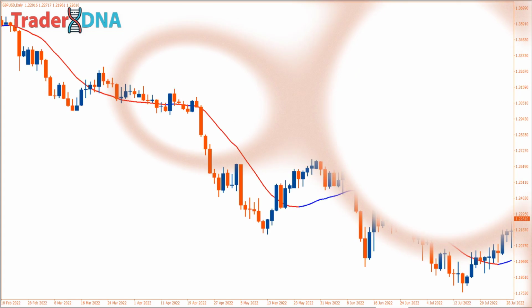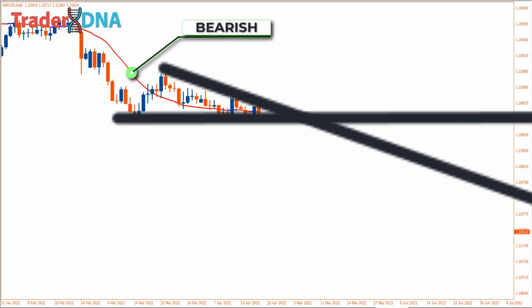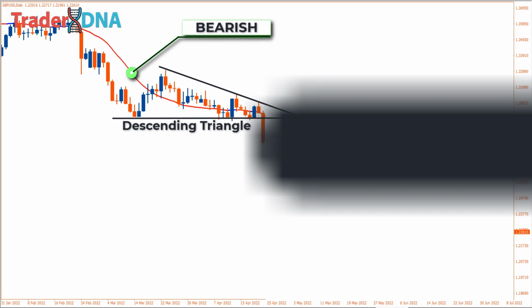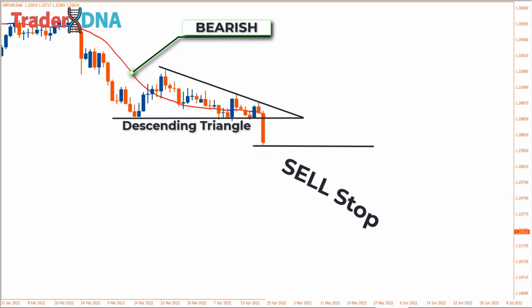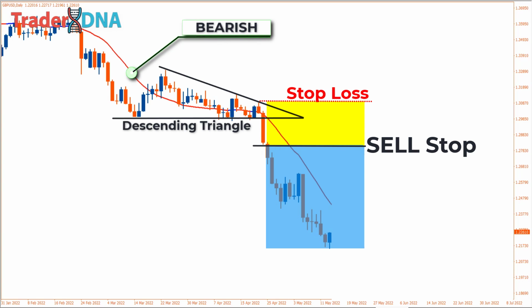In this chart, based on the red non-lag MA line, we categorize the price movement as bearish. The next step is to wait for the appearance of a bearish price action pattern near the non-lag MA line. Here, we see the formation of a descending triangle pattern, which means that if the price successfully breaks below the support line, we should immediately take a sell position on the next candle. Our stop loss is placed above the nearest swing high. It's proven that the price quickly continues its bearish trend, giving us substantial profits.